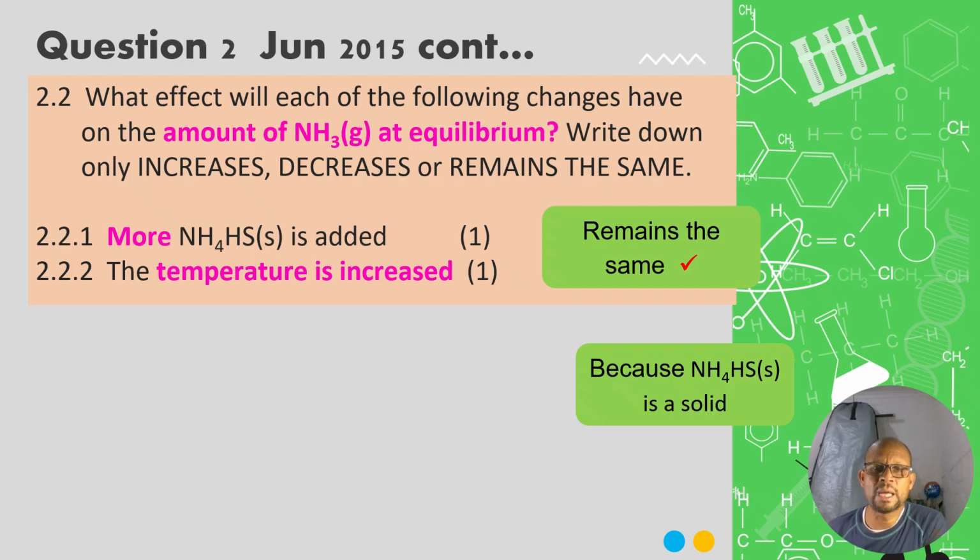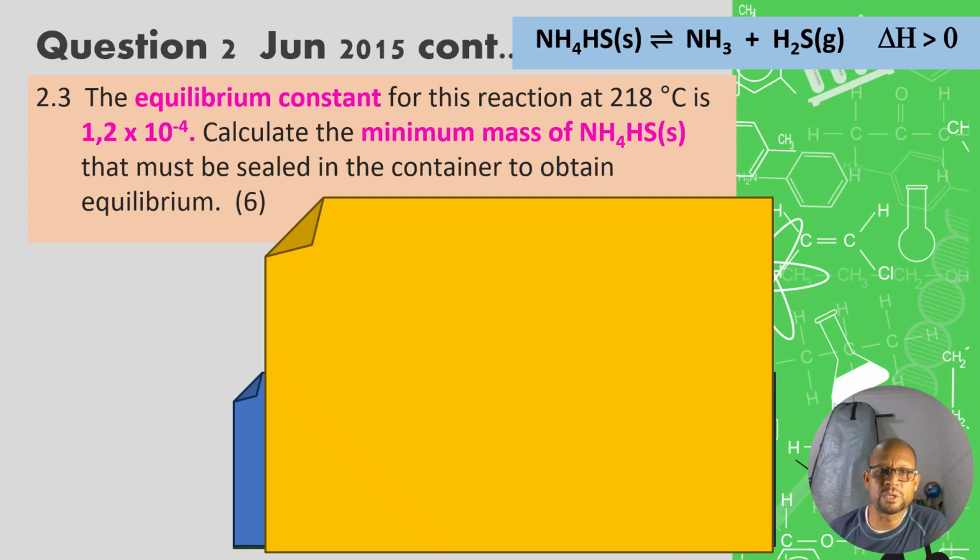2.2.2, what will happen if the temperature is increased? And here we can see that it will increase. Increases, okay? Let's move to our next question. Question 2.3. The equilibrium constant for this reaction at 218 degrees Celsius is 1,2 times 10 to the power negative 4. Calculate the minimum mass of ammonium hydrogen sulfide that must be sealed in the container to obtain equilibrium. So when they say must be sealed, that is the amount that's going to react.